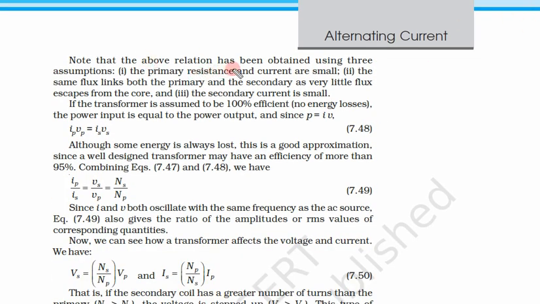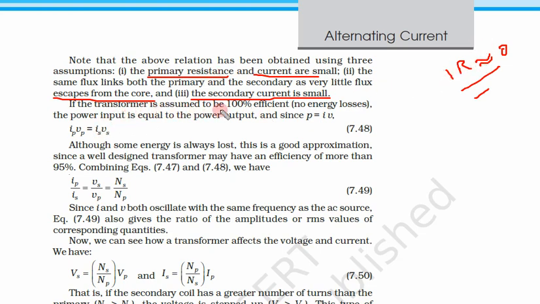Note that the above relation has been obtained using three assumptions. What were the three assumptions? First, the primary resistance and current are small. So we have assumed that the primary resistance and current are very small, that's why we assume this IR is very small or nearly equal to 0. Second, the same flux links both primary and secondary coils, as very little flux escapes from the core. So we have assumed the flux is completely going into the second coil. And third, the secondary current is also small. In that case, we can take this IR also as equal to 0.